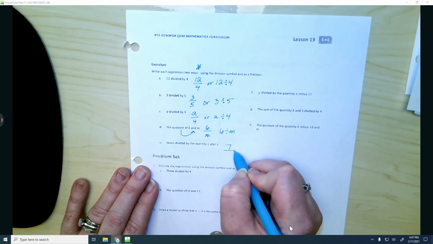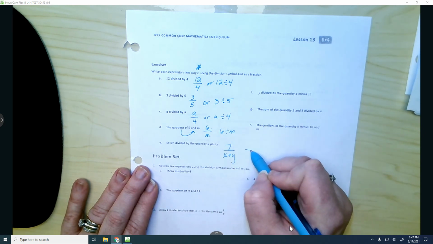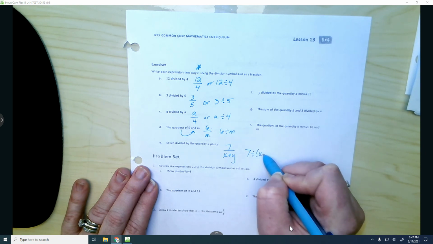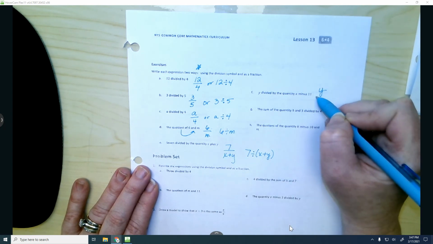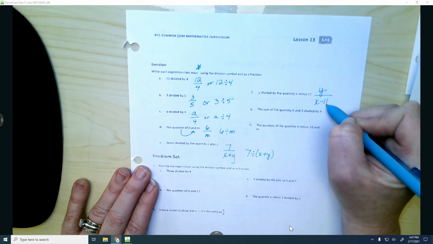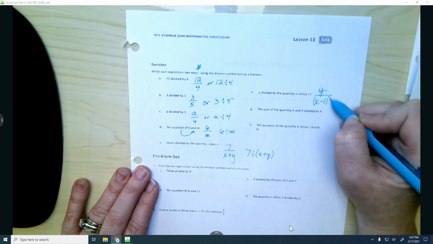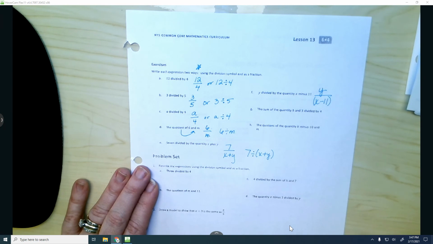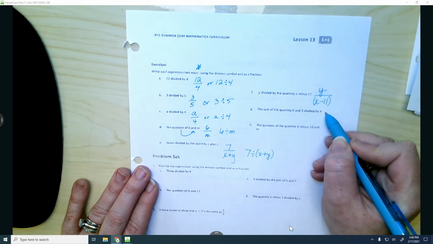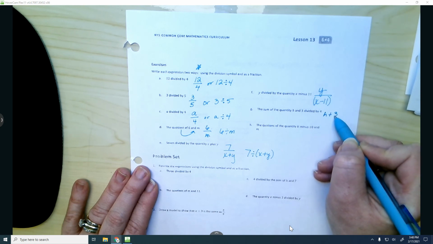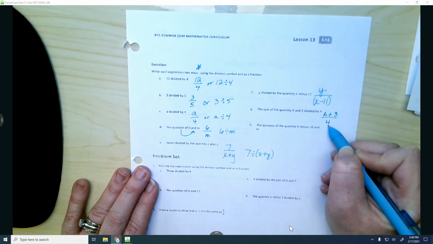7 divided by the quantity of x plus y. Again, if you wanted to put the parentheses, you definitely would want to do it if you wrote it this way. Again, in algebra, we will prefer the fraction. y divided by the quantity of x minus 11. Again, parentheses are fine if you want to show that you're going to keep that quantity together. I'm not going to write it the other way, the horizontal way. The sum of the quantity of h and 3 divided by 4.